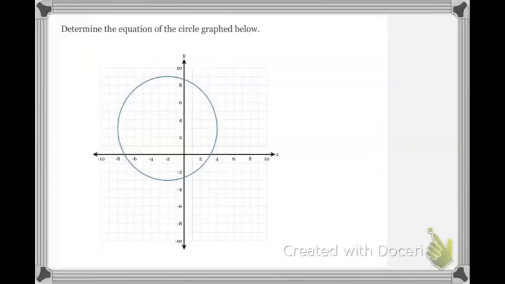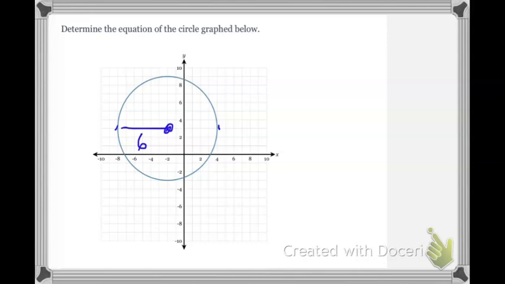Okay, so let's take a look at a couple of examples. We want to determine the equation of the circle that's graphed below. So we need the center and we need the radius. Looking at this, it seems we go from -8 right here to +4 right there. So that would be a difference of 12. And so our radius, going halfway, would be 6. And here's our center right there at (-2, 3).